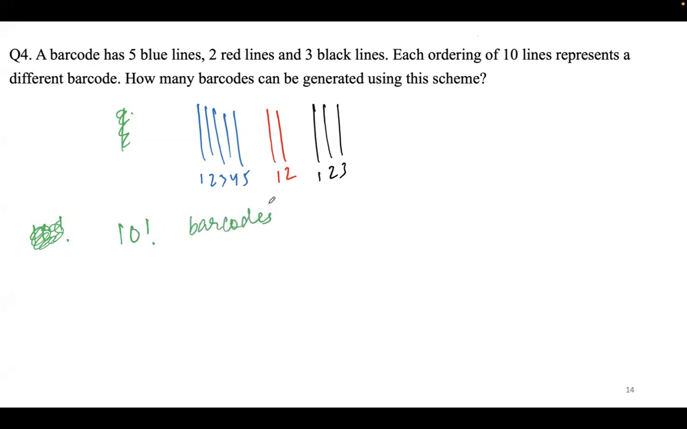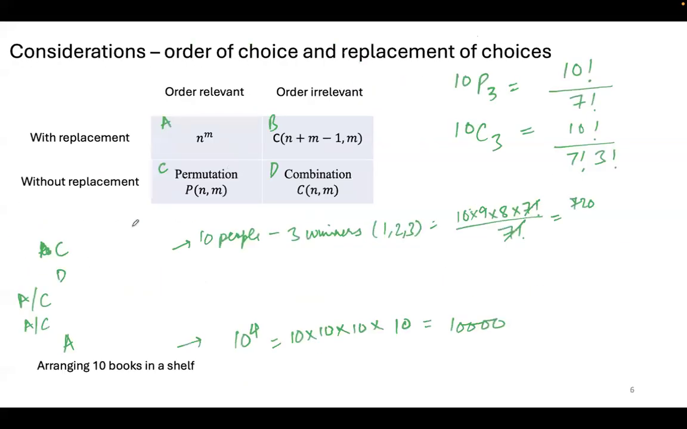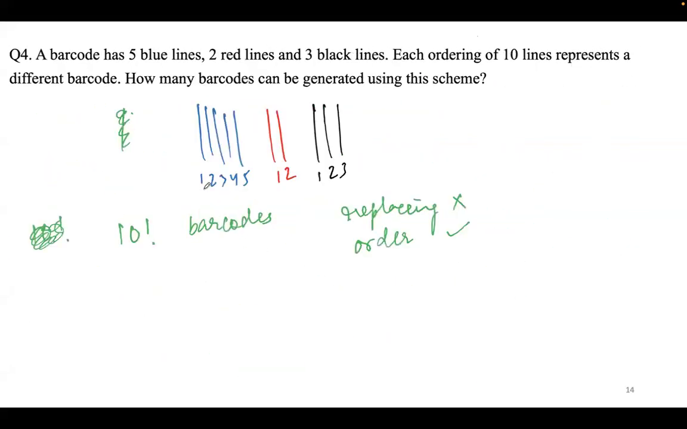Because as per the simple case, as per that 2 by 2 table that we talked about, here we are not replacing, and the order is important, right? So if you remember, without replacing, with order, we do permutation. And in this case, we are selecting 10 out of 10, right? So it's basically 10P10. So that's 10 factorial divided by 0 factorial, and that is 1. So that is 10 factorial, right?